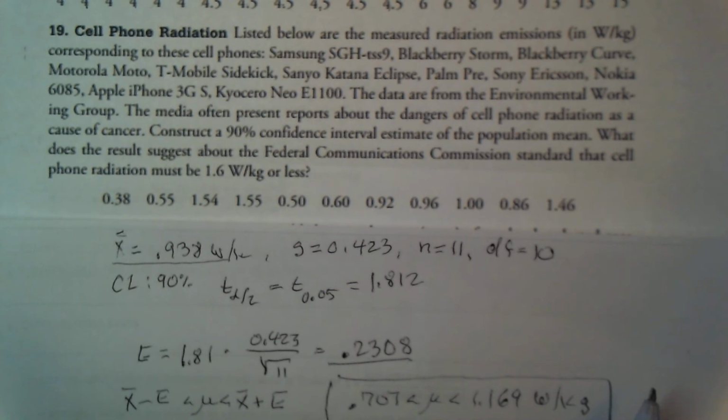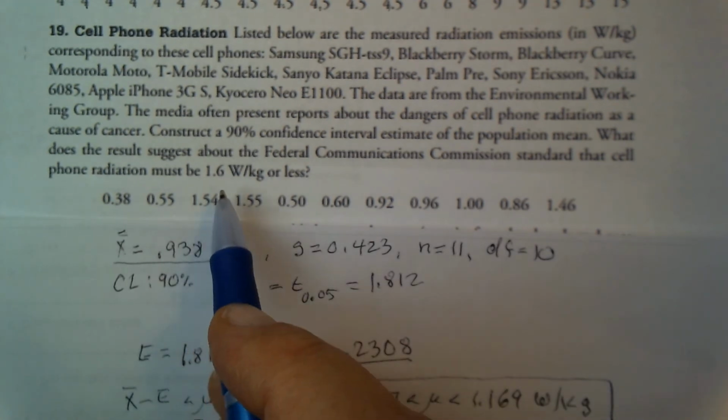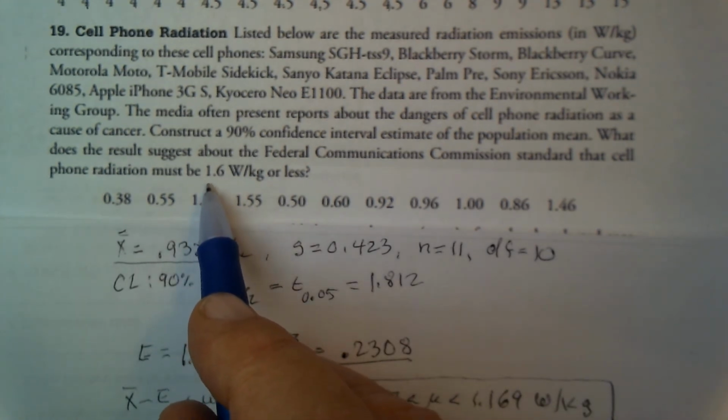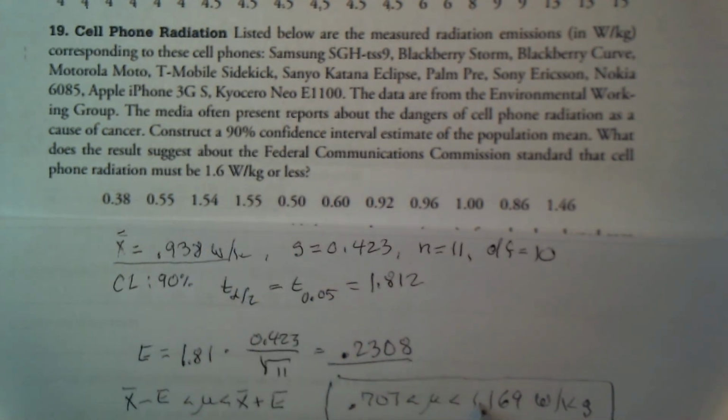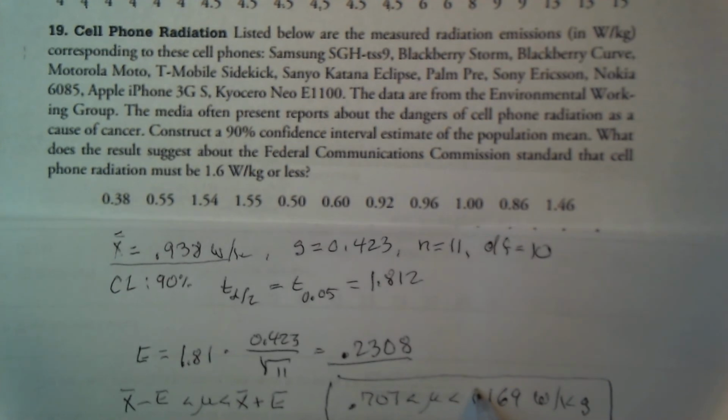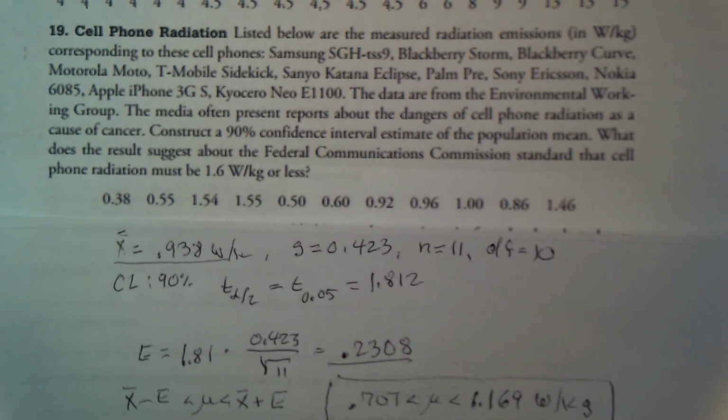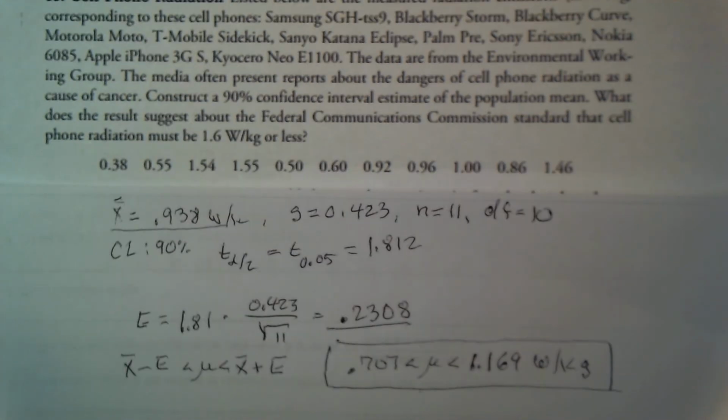And what it really says is that that is certainly below the standard that the Federal Communications Commission has set as 1.6 watts per kilogram, so we're certainly way below in 90% of the cases. Of course, it also means there could be individual cell phones that exceed the standard of 1.6 watts per kilogram.